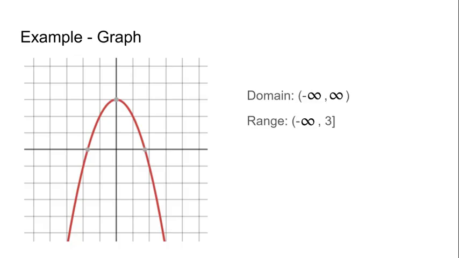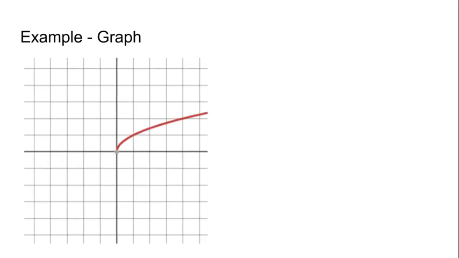Here, the graph continues to get wider and wider, so our domain is going to go off to negative infinity and infinity on either side. In the range, we're going to go all the way down to negative infinity, and the highest we can get is 3.